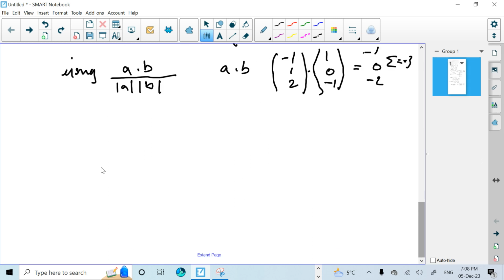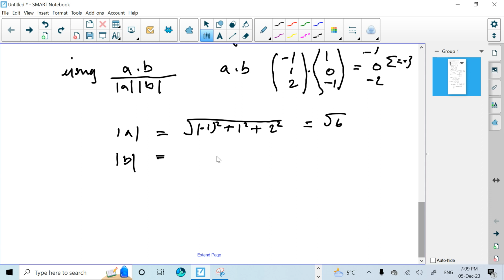Now we want the modulus of a. The modulus of a will give us, well, minus 1 all squared plus 1 squared plus 2 squared, using the theorem, and that gives us the root of 6. And the modulus of b, I'm concerned about time here, but hopefully you can bear with me, just showing you the procedural steps. The modulus of b is 1 squared plus 0 squared plus minus 1 all squared, and that gives us the root of 2.